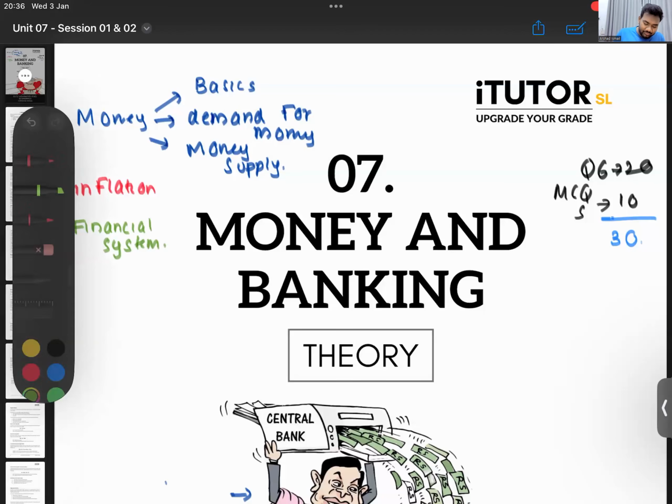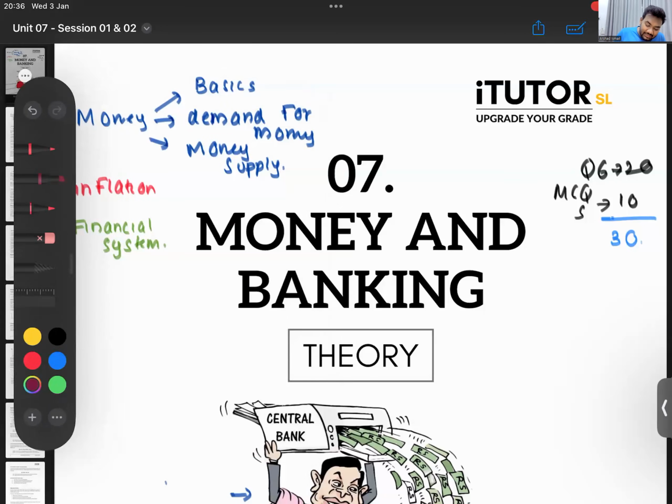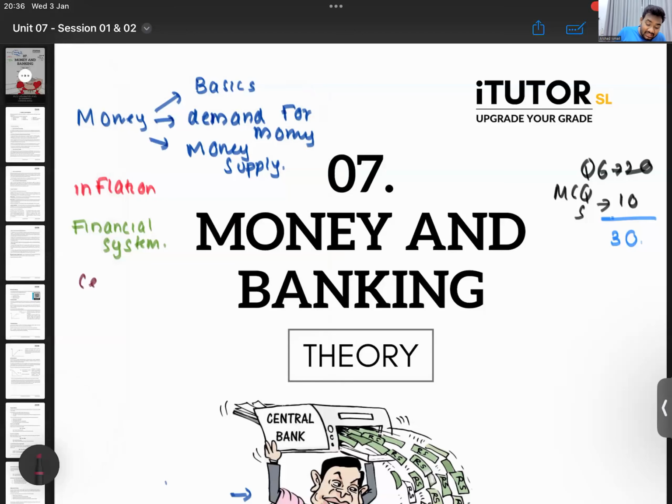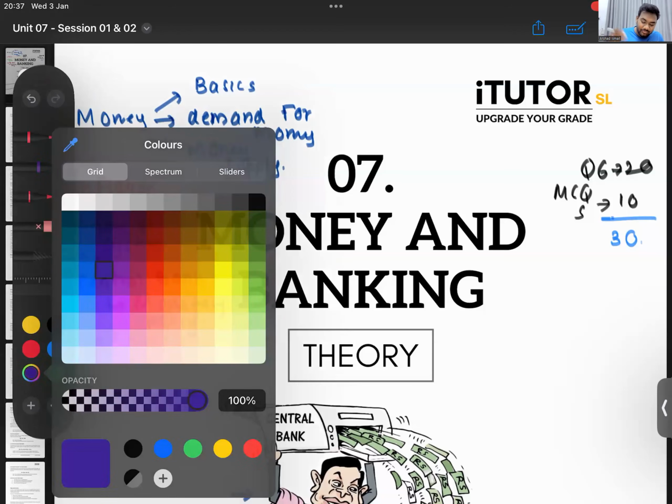After that, we will go through the central bank in a little more detail. How does the central bank work? What are their objectives? Especially under the central bank, we will talk about something called monetary policy. Monetary policy is about a country's interest rate and money supply, and how to control those.